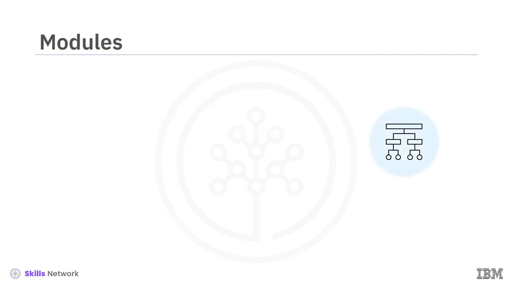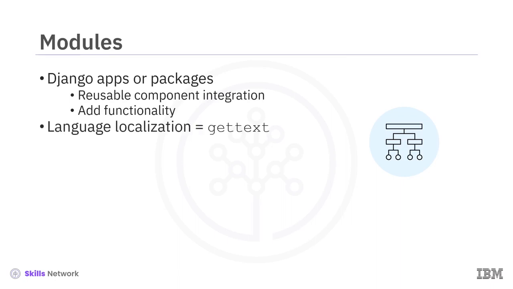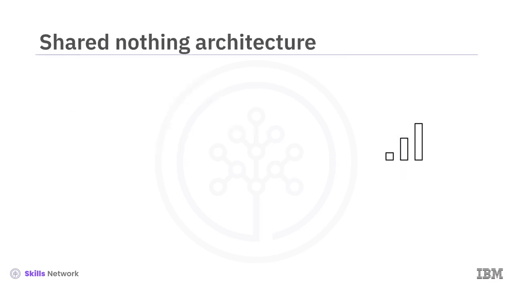Django is expandable with the help of modules, also known as Django apps or packages. These modules are reusable components that you can integrate into your Django project to add specific functionality or features. For example, Django supports language localization using the gettext module. Django offers third-party packages like Django Simple CAPTCHA for CAPTCHA integration, which helps prevent automated bot submissions in forms. And Django's built-in Forms module includes robust form validation logic to ensure the form data meets the criteria.